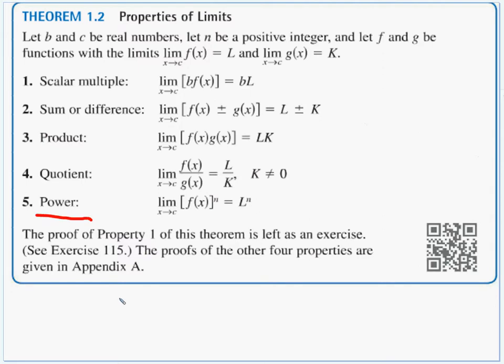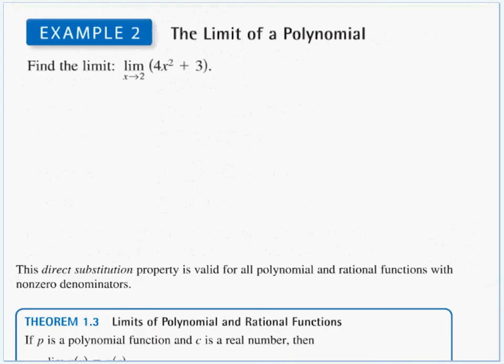And it works also for exponential powers. X is approaching c. We have f of x to the nth power. The limit of f of x, remember that's just the number L, and we would raise that number L to whatever the exponent n was. So again, it's a lot of theorems, a lot of f of x's and g of x's, but it's always just saying try direct substitution first.